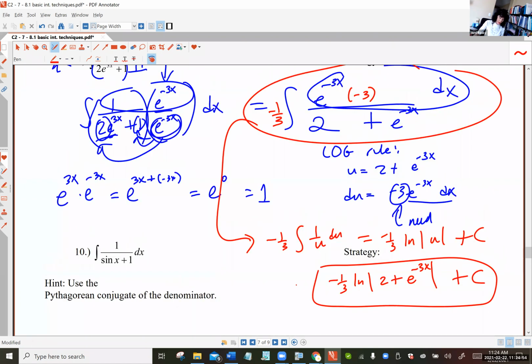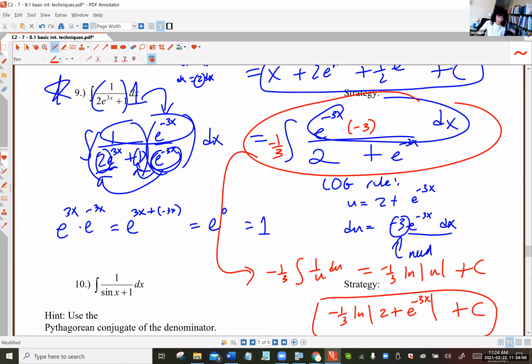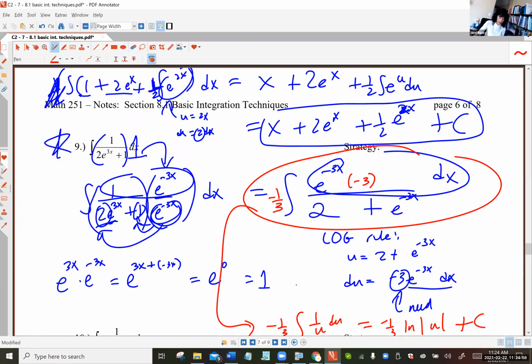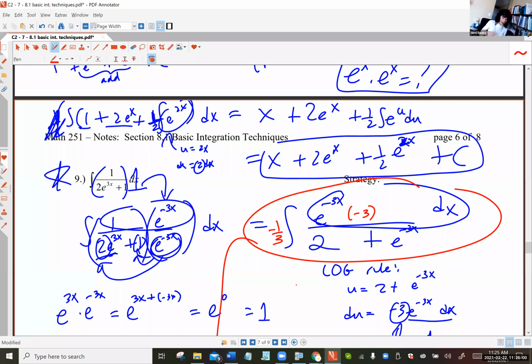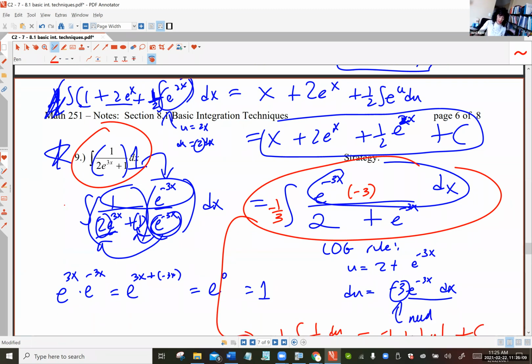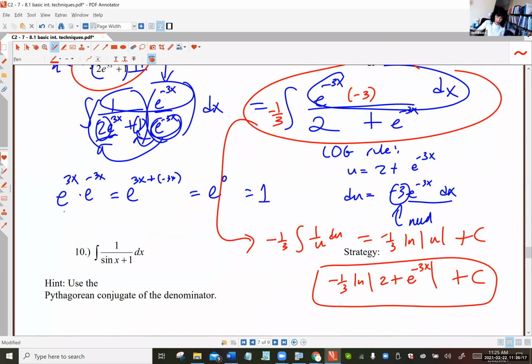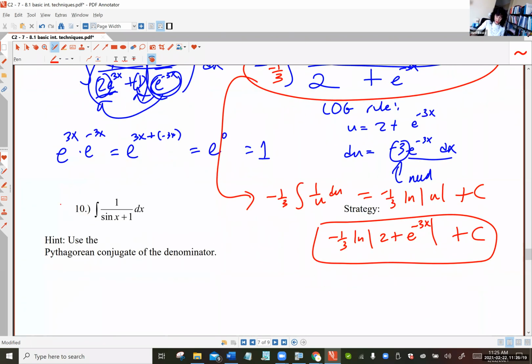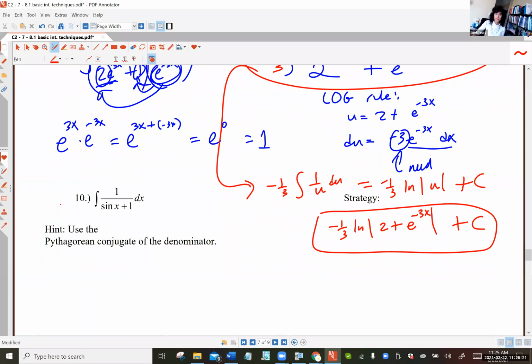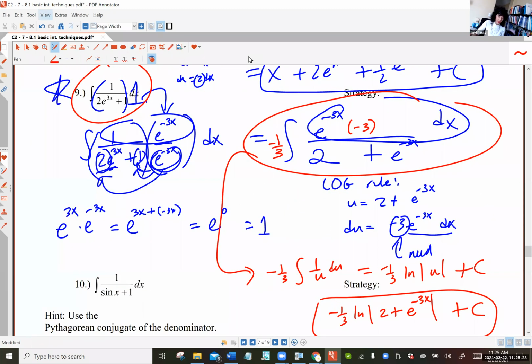So let's recap. What was the trick, if you will? The trick was the strategy of you can't integrate this right now. It's not integrable. But if you first use this technique of multiplying by a special version of 1 and getting an equivalent integrand that does lend itself to a basic integration strategy, you're in luck. And we did. We got where the log rule made it happen, and then we were able to finish up the problem.